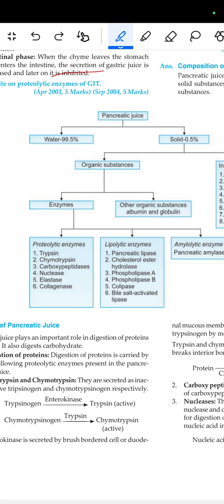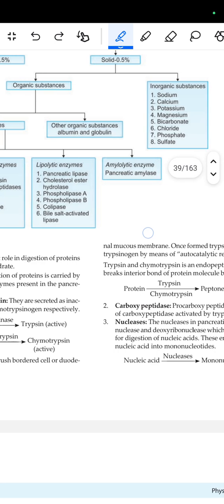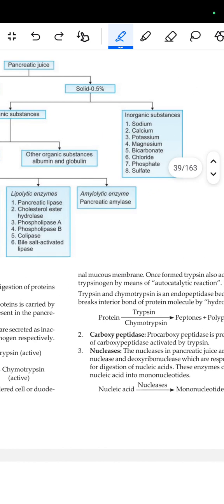फिर एंजाइम्स में आता है प्रोटीओलिटिक एंजाइम में ट्रिप्सिन, कीमोट्रिप्सिन, कार्बोक्सीपेप्टाइडेज, न्यूक्लिएज, इलेस्टेज एंड कोलेजिनेज. और इधर लिपोलाइटिक एंजाइम में आता है पैनकैटिक लाइपेज, कोलेस्ट्रॉल एस्टर हाइड्रोलेज, फॉस्फोलाइपेज ए, फॉस्फोलाइपेज बी, कोलिपेज, बाइल साल्ट एक्टिवेटेड लाइपेज. और एमाइलोलिटिक एंजाइम में आता है पैनकैटिक एमाइलेज.